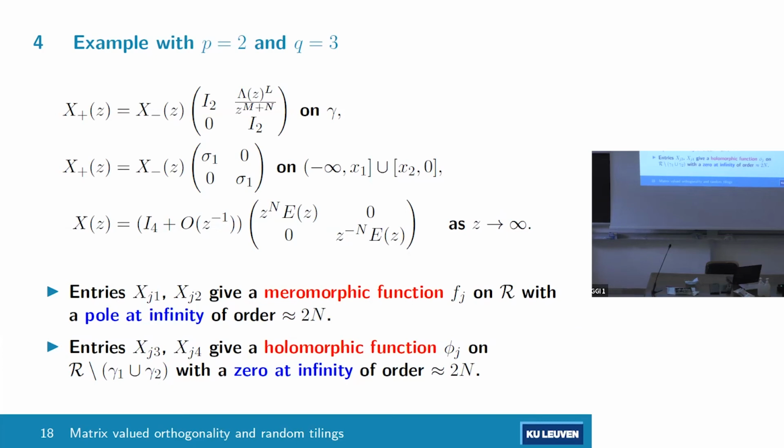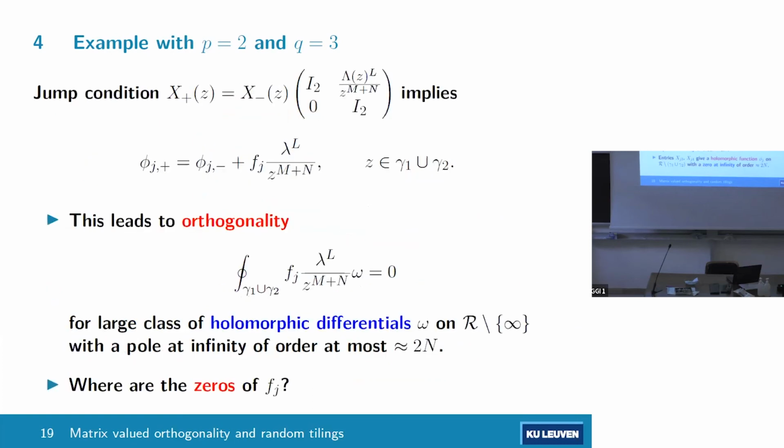But there will be a 0 at infinity of a certain order, approximately 2n again, because of the asymptotic condition, which is now with a minus sign here. If you look at the jump on the contour gamma, you'll get that this was the function phi with a jump on the contour gamma.